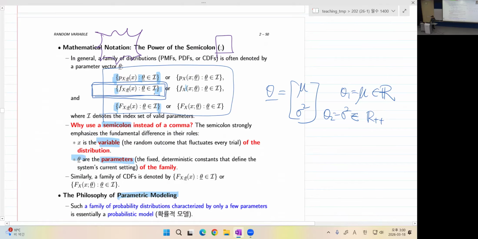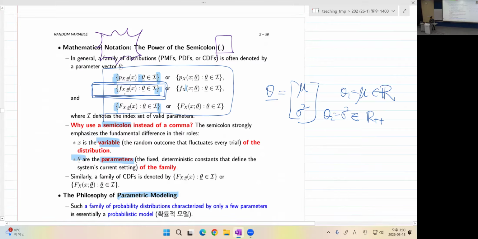abstractization, 추상화, in many, many, many problems in engineering, especially machine learning that actually performs statistical inference, classification, regression, and other artificial intelligence, anything. Got it? So you must familiarize yourself with this type of notation that specifies a family of distribution functions.